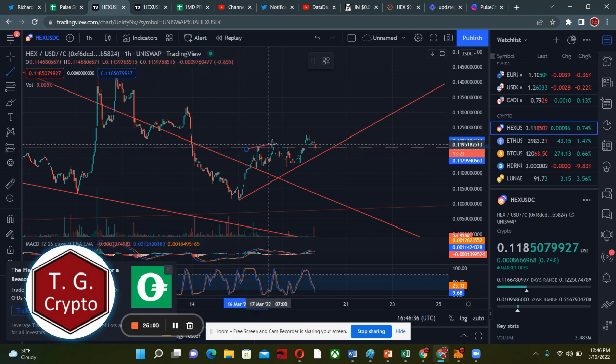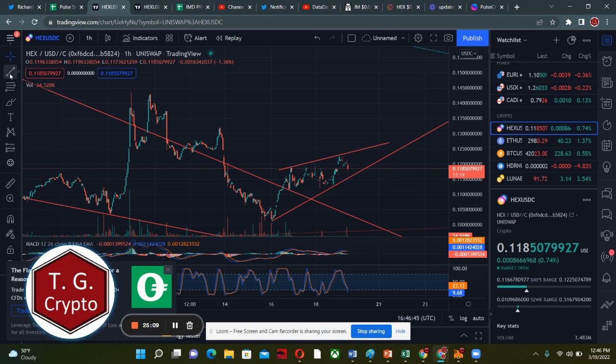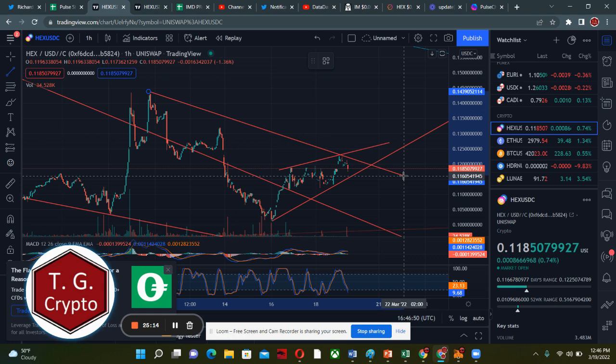What's the new current resistance? That's the new current resistance there. Also, what other resistance is generating? Well, we have a high here, and we have a high there.